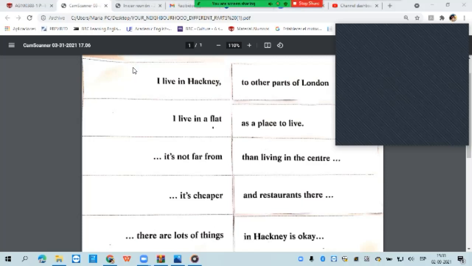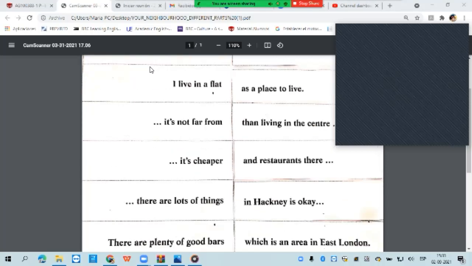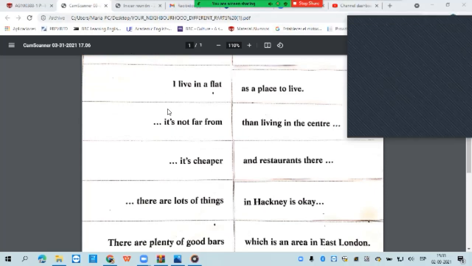It's not far from London city center, right? Good. Let's see the next one. It's cheaper than living in the center. Very good. Here we have the comparative, cheaper than. Good. Let's see the next one.